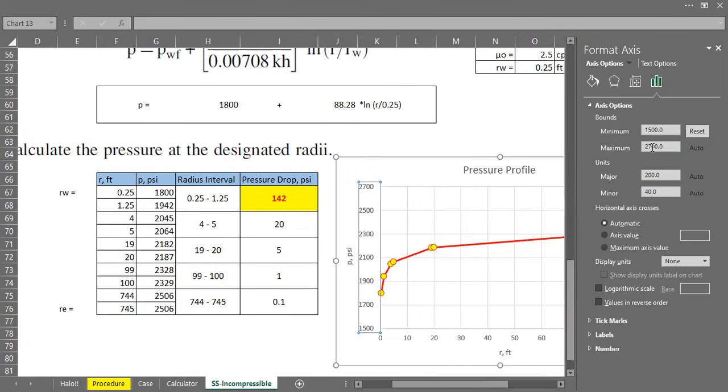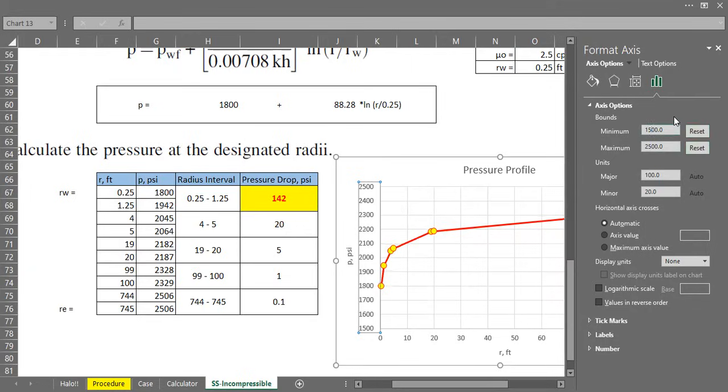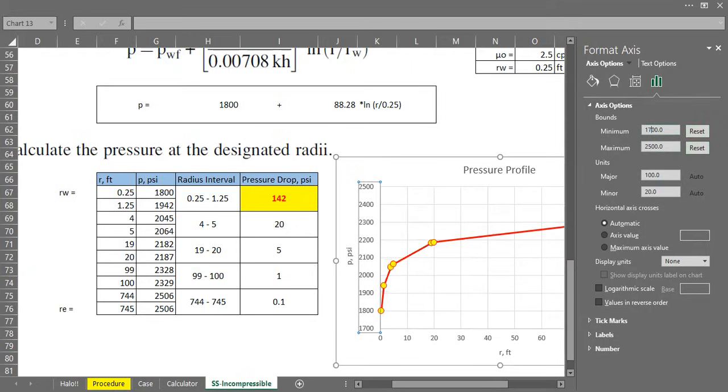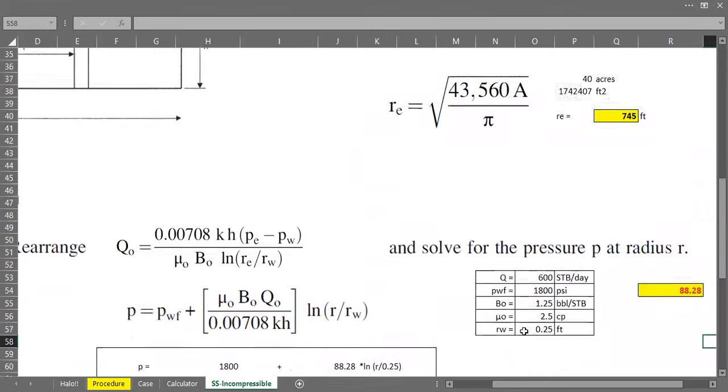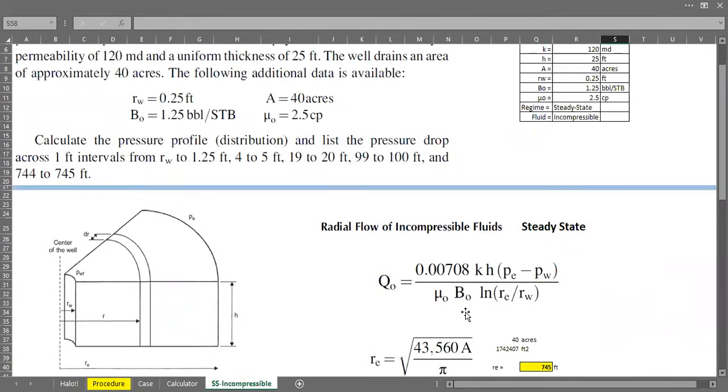If we make it even bigger, all right, zoom in, it's like this. All right, so this is the case for steady state flow, radial flow, for incompressible fluid.